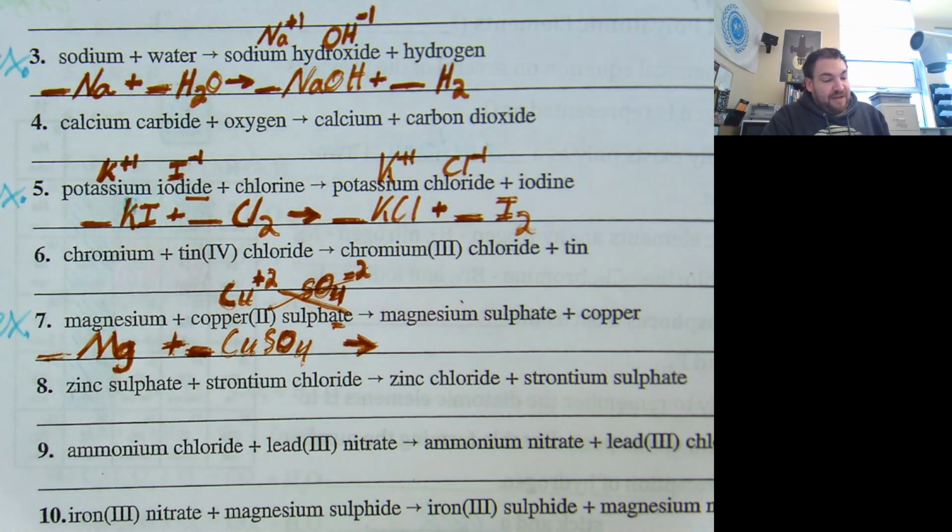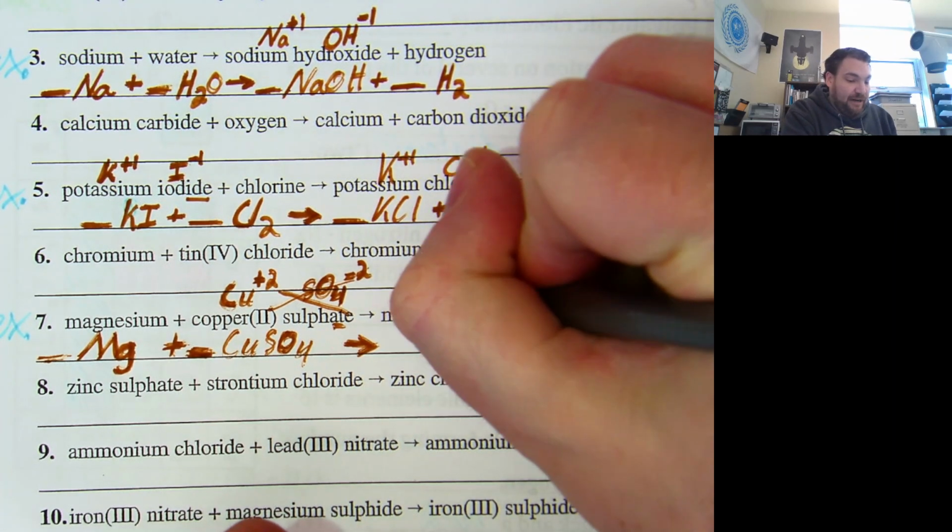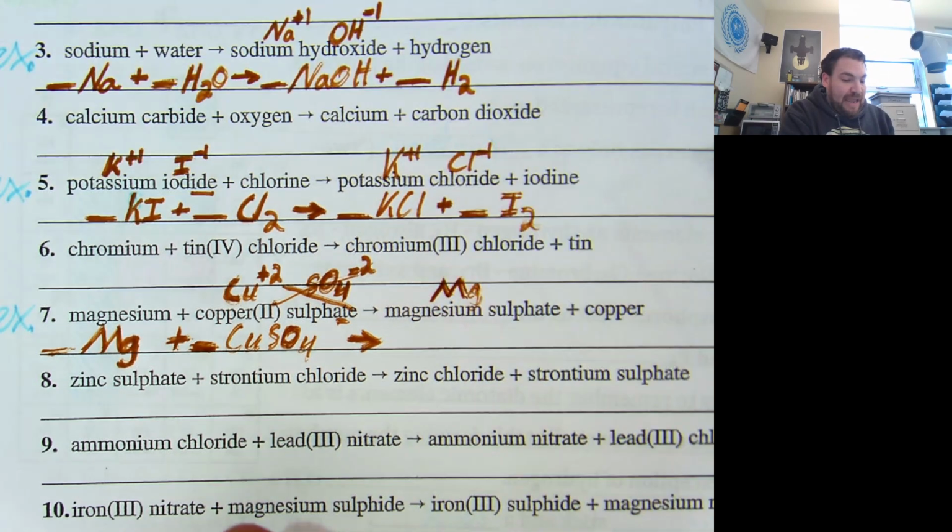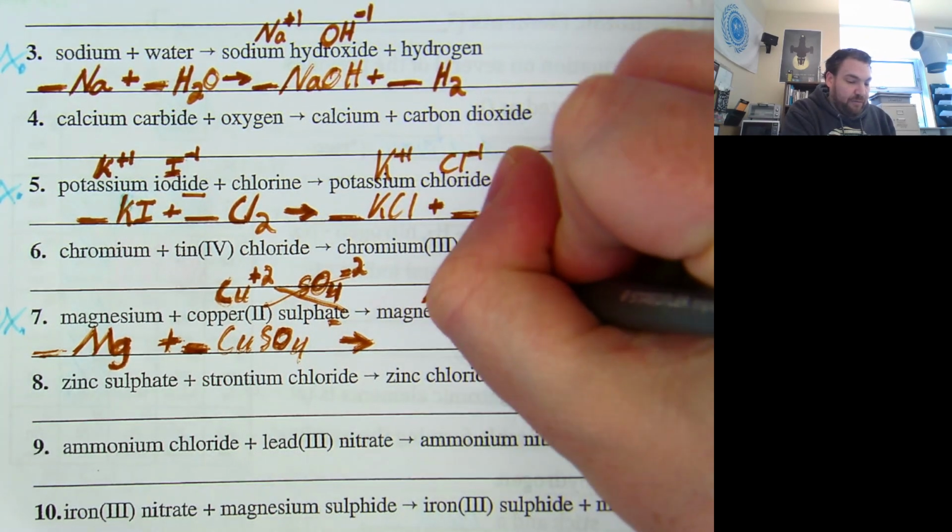And then, what happens? Well, somehow these guys produce magnesium sulfate. Now, we care about the charge on the magnesium. Why do we care about the charge on the magnesium now and not before?